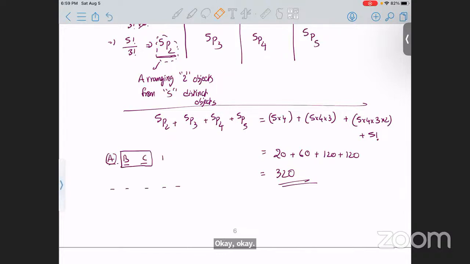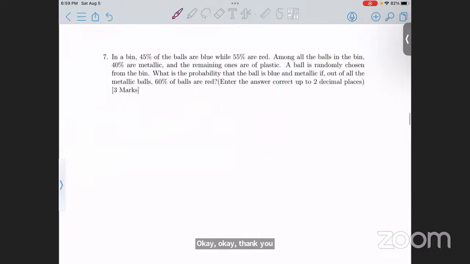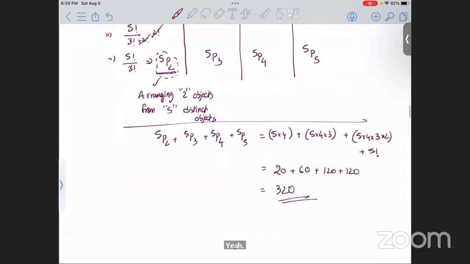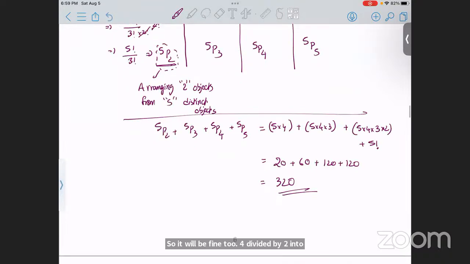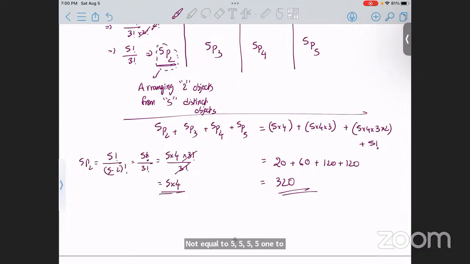Sir, here you wrote 5P2, so it will be 5 into 4 divided by 2 into 1? 5P2 is 5 factorial divided by (5 minus 2) factorial, that equals 5 factorial divided by 3 factorial, which is 5 into 4 into 3 factorial divided by 3 factorial. That equals 5 into 4.